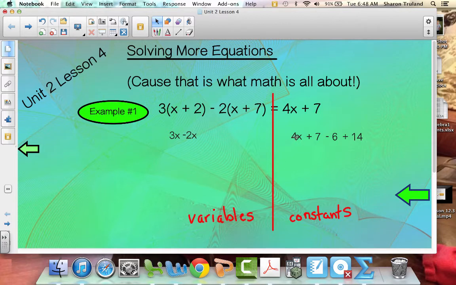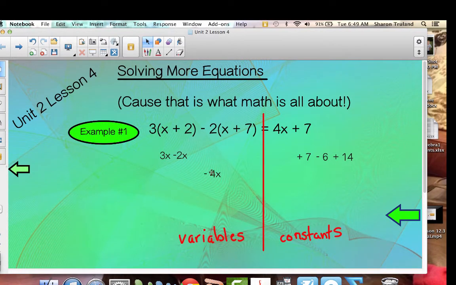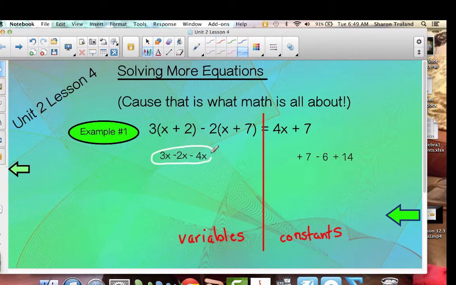Okay, now let's look on the other side. 4x. Is 4x a constant? No, it's a variable, so it has to go to the other side. As soon as it crosses this line, it changes sign. All right, so what we have now is we have everything. These are all variables. These are all numbers. Let's see what we get.